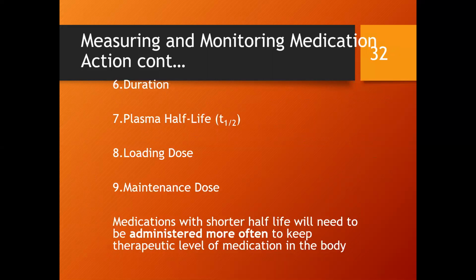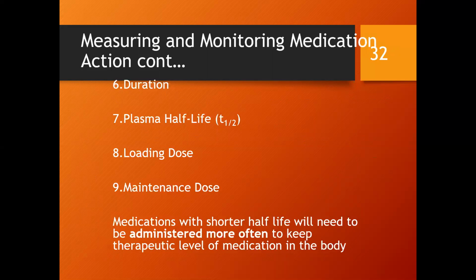So once we give the IV form and we get the therapeutic level, then we can give the oral form to maintain it, okay? So the IV form that we gave was called a loading dose. It's to quickly get us to where we need to be. Maintenance dose is that pill form that maintains that level after we've given that loading dose.